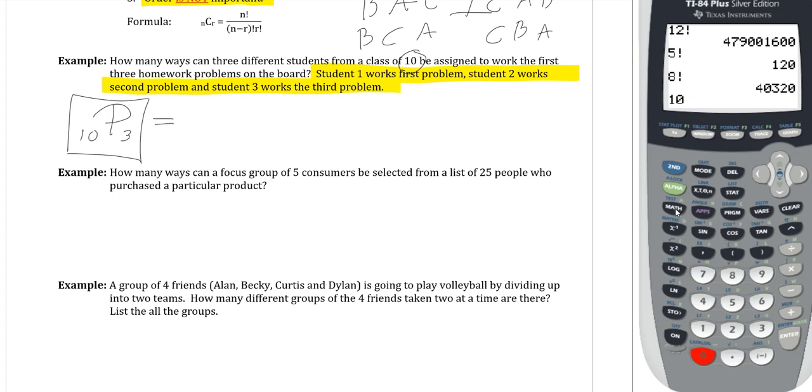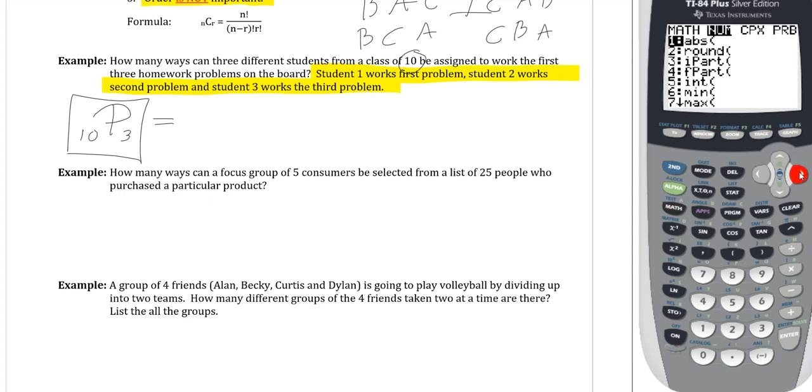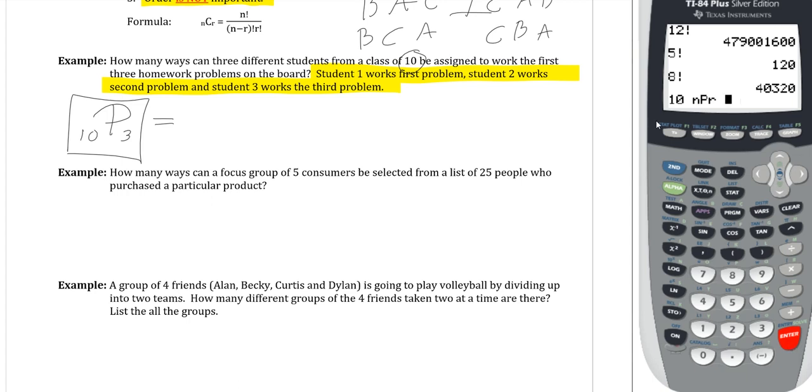The permutation function is going to be in the same place as the factorial. So we're going to hit Math. We're going to go over to the Probability tab. And then you'll see on number 2 and number 3 the permutation and combination functions. In this case, we want a permutation, so I'll hit nPr, which is number 2, and that will paste to the main screen. Now, some functions format like this, where we'll say 10 nPr, and then you would type in 3 to indicate what r is.